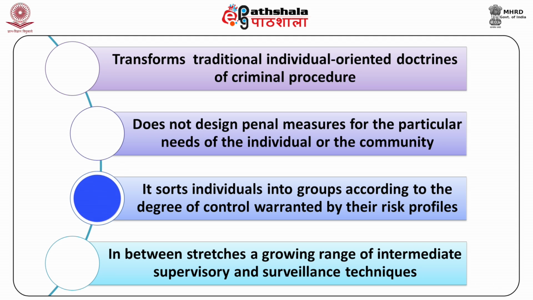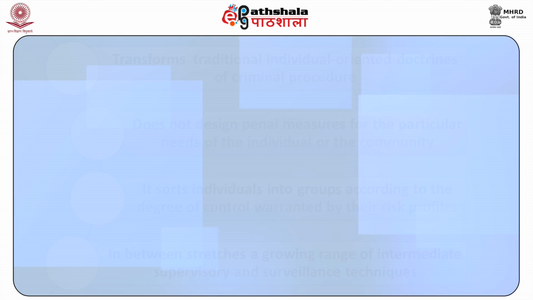At one extreme, the prison provides maximum security at a high cost for those who pose the greatest risks, and at the other, probation provides low-cost surveillance for low-risk offenders. In between stretches a growing range of intermediate supervisory and surveillance techniques.